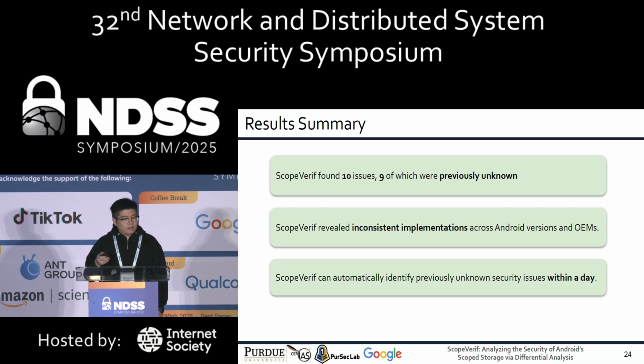In summary, ScopeVerif found 10 issues. 9 of them were previously unknown. They also revealed inconsistent implementations across different Android versions and OEMs. Also, ScopeVerif can automatically identify previously unknown issues within a day.